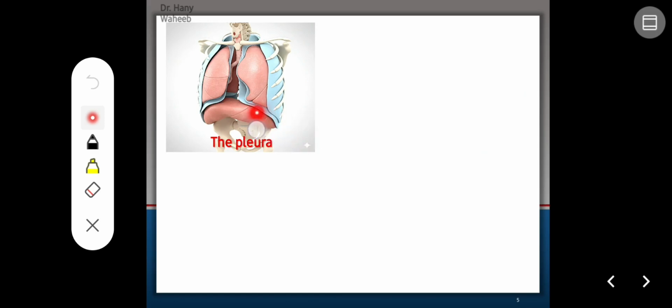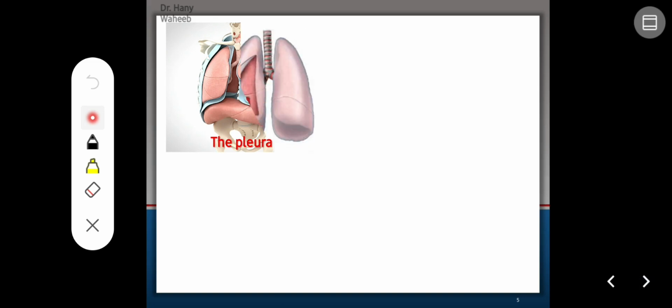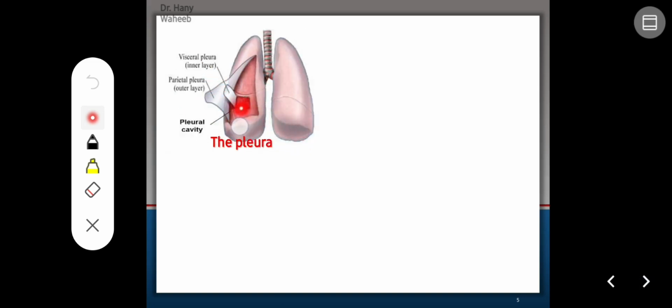Again, here is the pleura with its two layers. The layer adherent to the surface of the lung is the visceral layer, and the outer layer, which lines and surrounds the lung, is the parietal layer. This is the outer layer, and in between is a potential slit-like space, which is the pleural cavity.